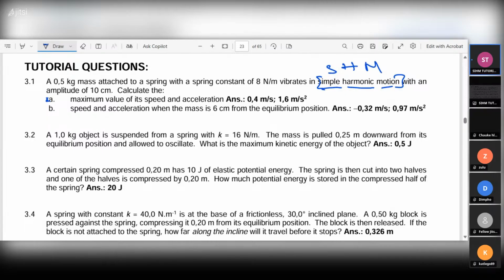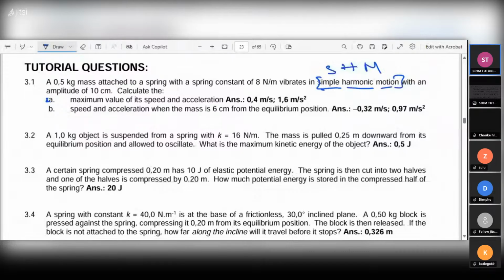Okay, seems like you all are fine. So now we have letter B. Letter B says: calculate the speed and acceleration when the mass is 6 centimeters from the equilibrium position. You need to understand something. Now you are calculating not the maximum speed and acceleration, but the speed and acceleration.